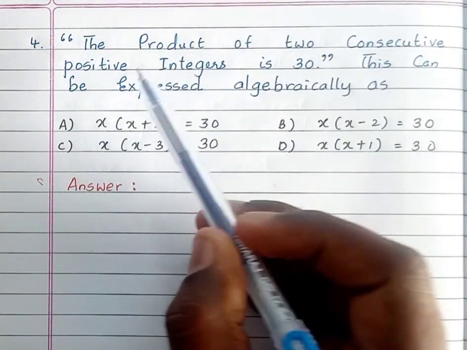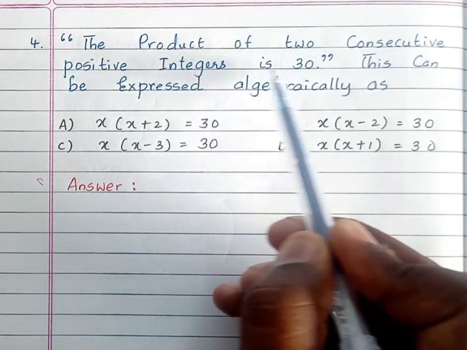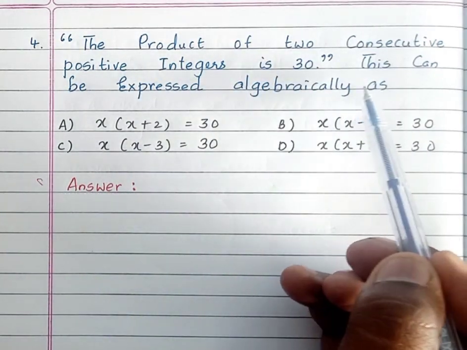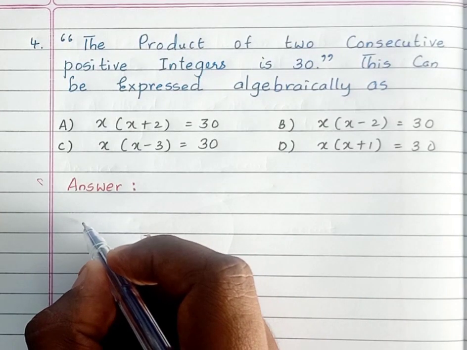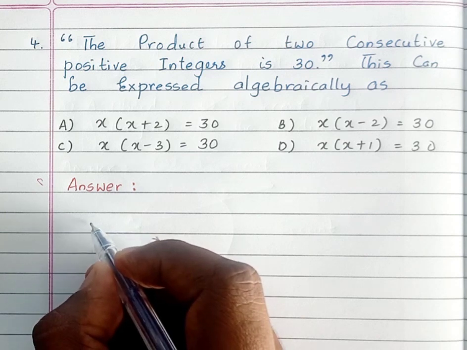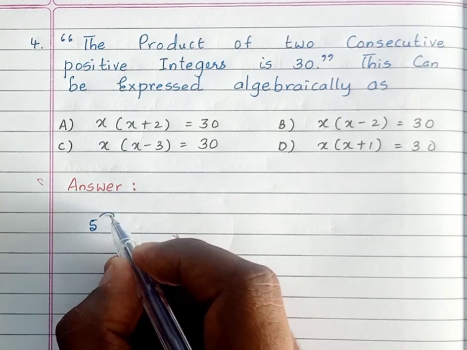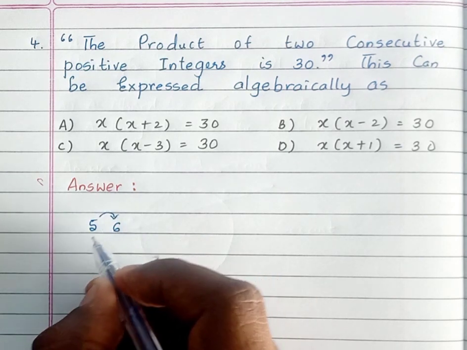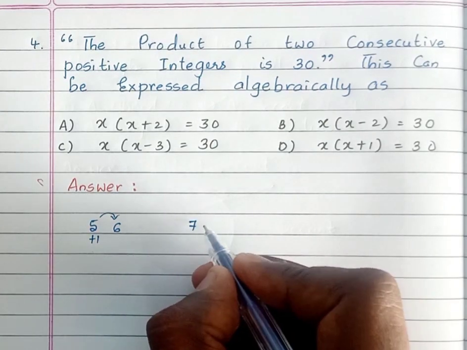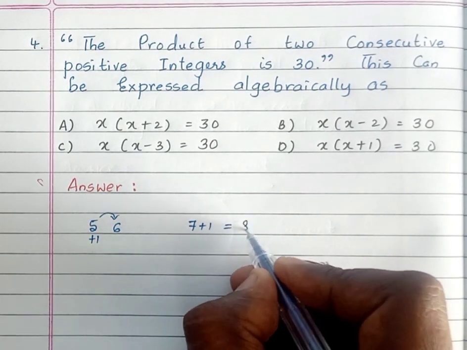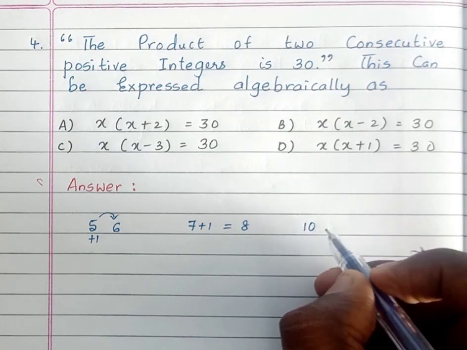Fourth question, the product of two consecutive positive integers is 30. This can be expressed algebraically as, consider positive integer 5. The next consecutive number will be 6. That is how you got 6. If you add plus 1 to 5, you get 6. In the same way, for 7, the next consecutive positive integer is 8. That is, if you add plus 1 to 7, we get the next consecutive integer.